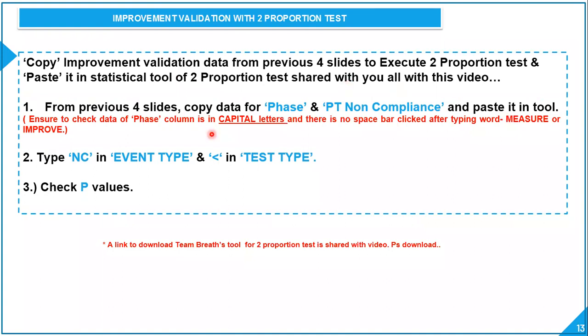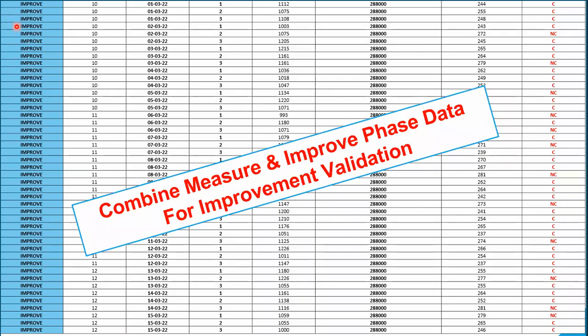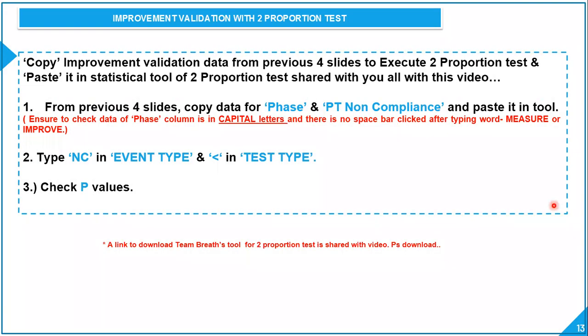So we're going to copy that data and paste it in the statistical tool for the 2 proportion test, which we have already shared with you. First, from the previous 4 slides, copy the data for phase and PT non-compliance. Only these 2 columns we're going to copy. Let me go back to the previous slide and show you. This is the phase column, and this is the column of C and NC, PT non-compliance. We need only these 2 columns. So we're going to copy them and paste them into the statistical tool for the 2 proportion test.